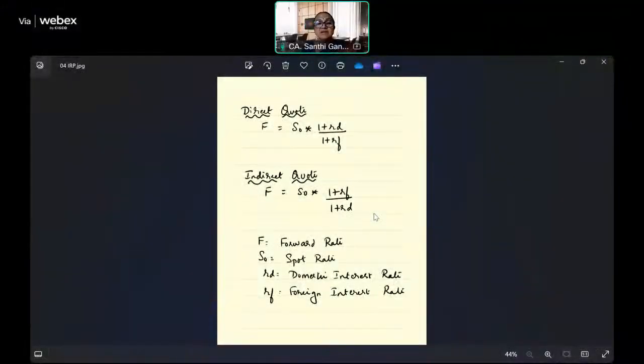Let us see how we find the expected forward rate, or theoretical forward rate, using interest rate parity theory. Using a theory, what we find can only be a theoretical forward rate. So forward rate is equal to spot into (1 plus RD) divided by (1 plus RF) if you are looking at a direct quote. If you are looking at an indirect quote, it will be RF in the numerator and RD in the denominator.